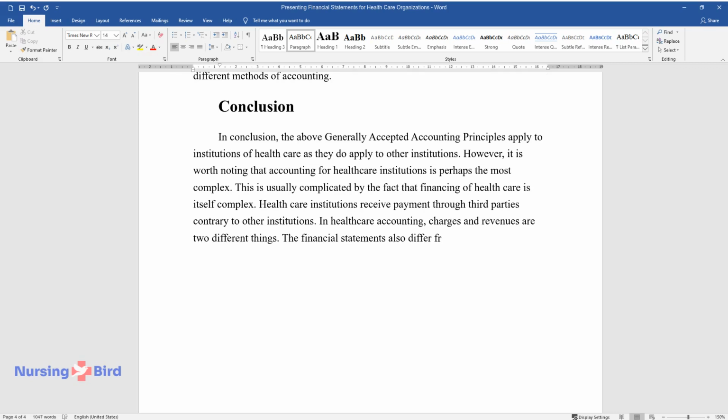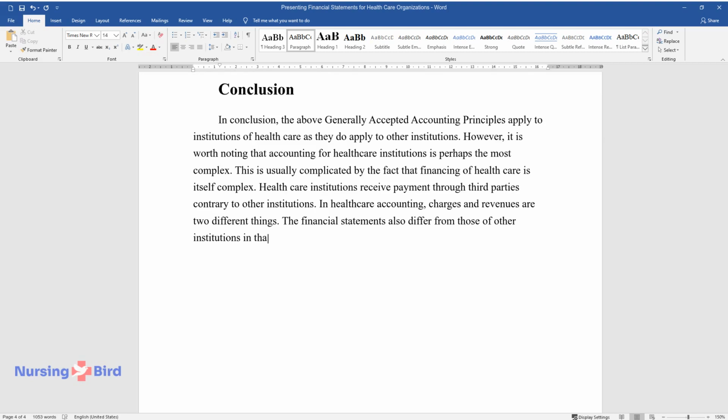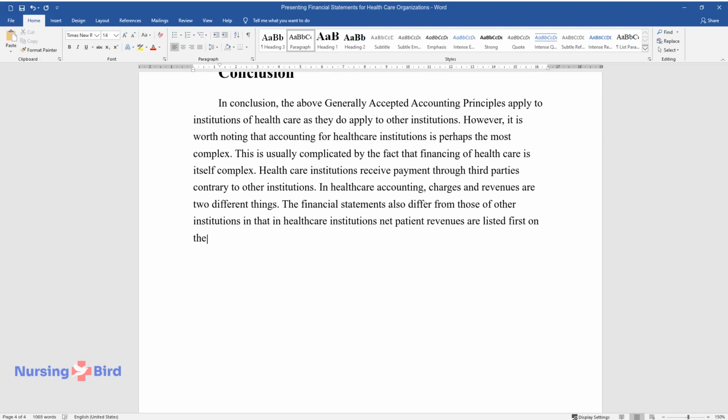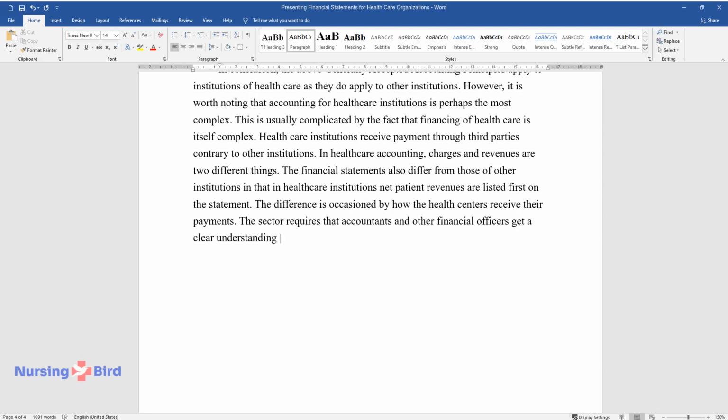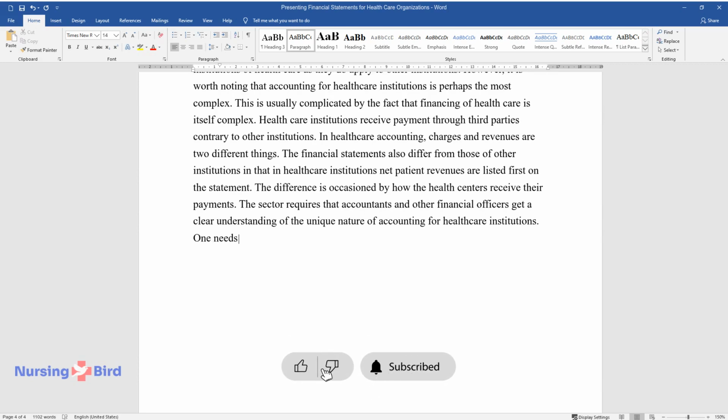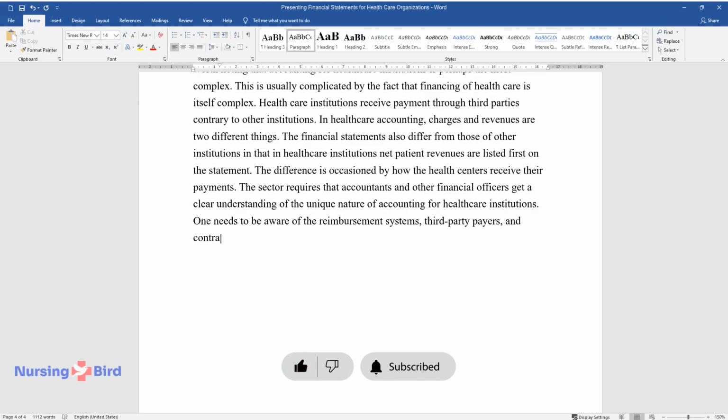The financial statements also differ from those of other institutions in that in healthcare institutions net patient revenues are listed first on the statement. The difference is occasioned by how the health centers receive their payments. The sector requires that accountants and other financial officers get a clear understanding of the unique nature of accounting for healthcare institutions. One needs to be aware of the reimbursement systems, third-party payers, and contractual allowance.